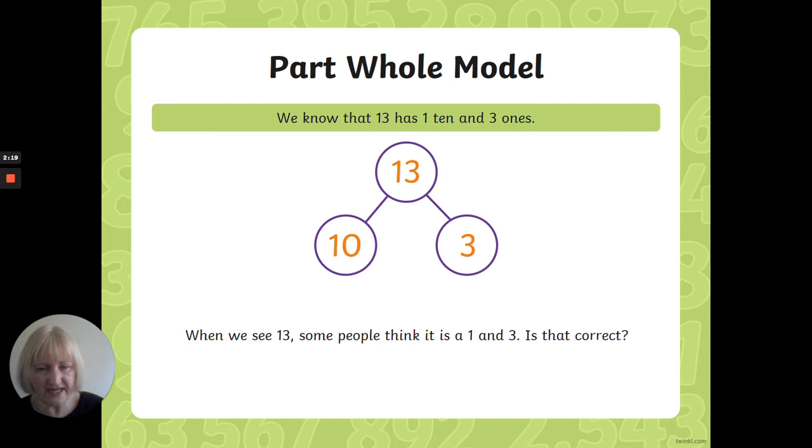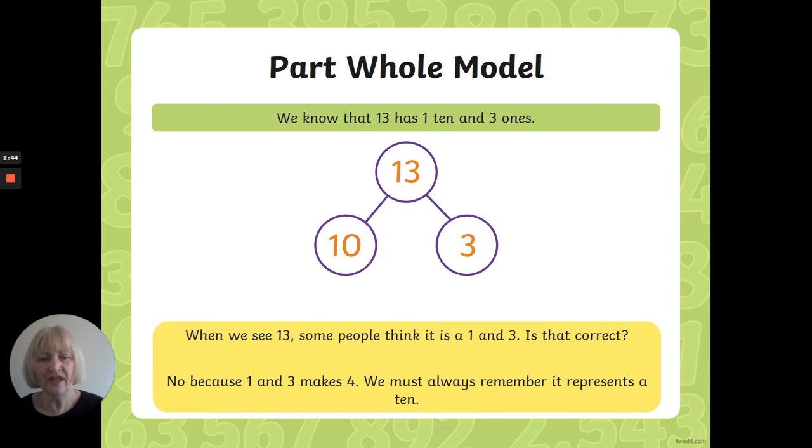When we see 13, some people think that the number 1 here is just a 1. Is that right? Is the number 13 a 1 and 3? Because that would just make 1, 2, 3, 4. No, it's not, is it? That number 1 in a 13 really means 10, doesn't it? 1 and 3 makes 4, so we must always remember that it means 10.